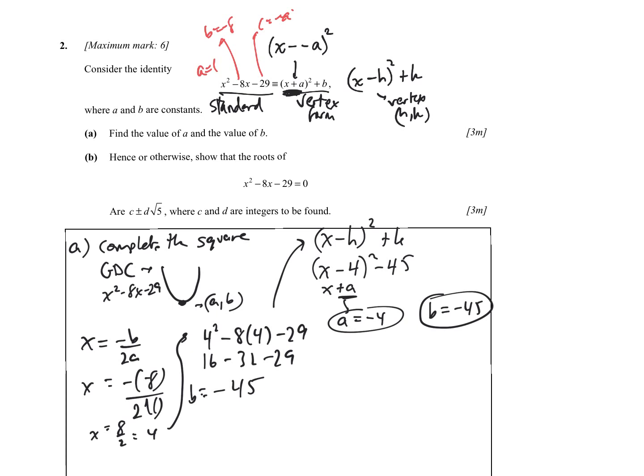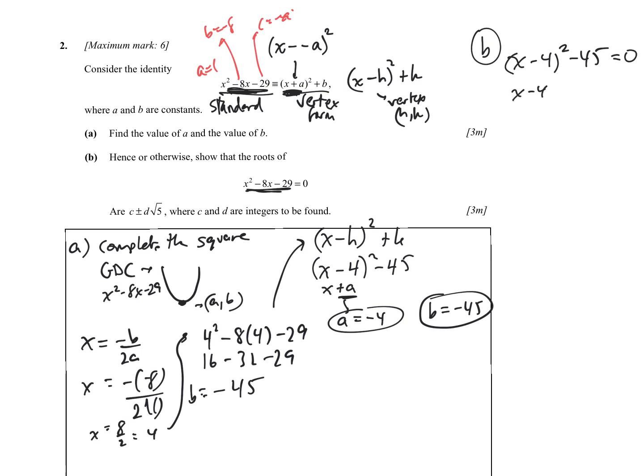Now, question B says, hence or otherwise show that the roots of this are in that square root form. And I guess there's a couple of different ways of doing question B, and I'm happy to do both here. We essentially have (x minus 4) squared minus 45, which is equivalent to the standard form equation they give us, equals 0. And so we could actually just solve this equation with regular equation manipulation.